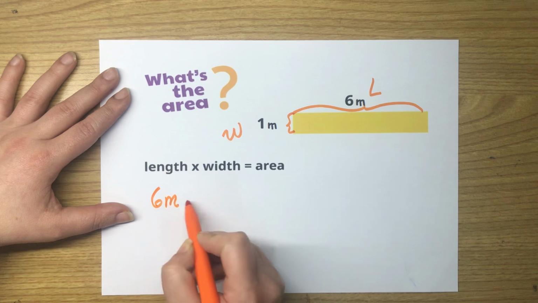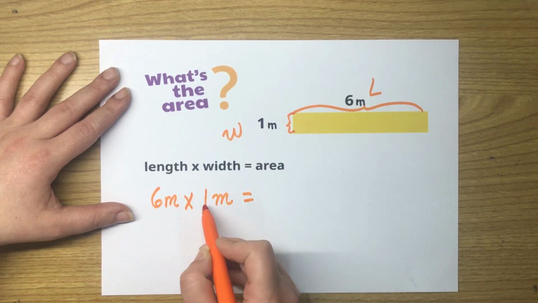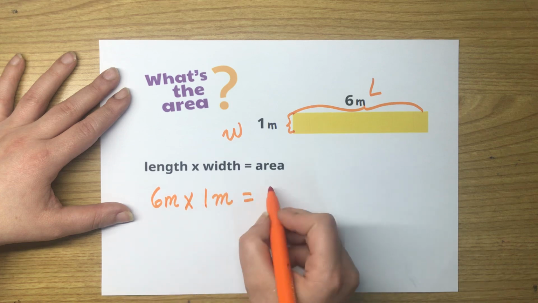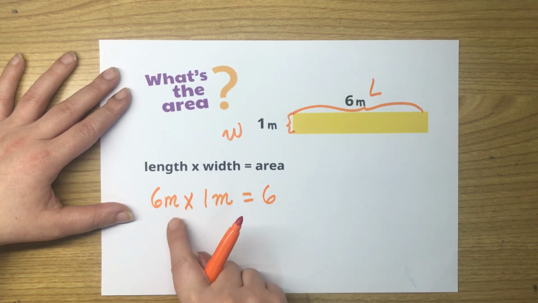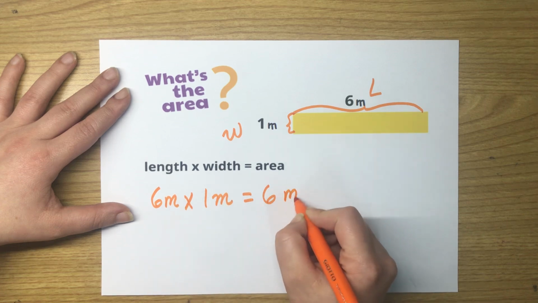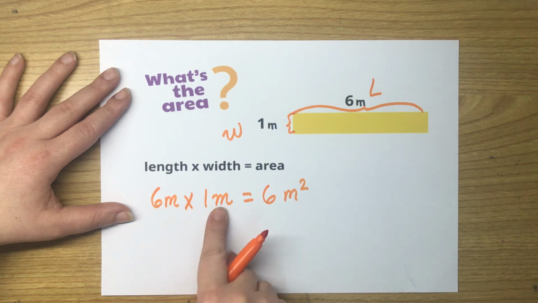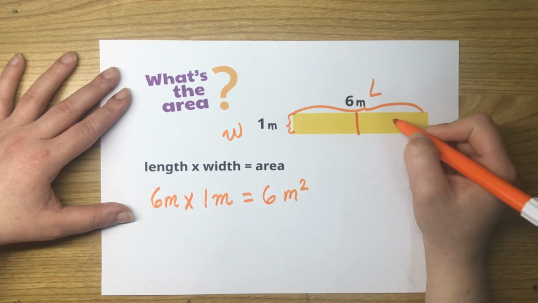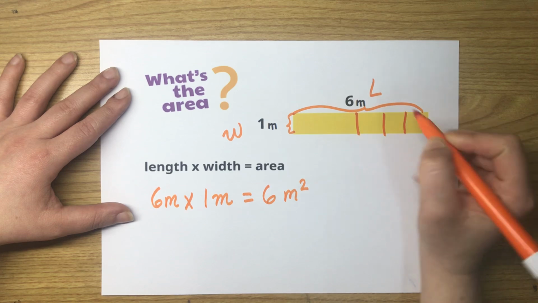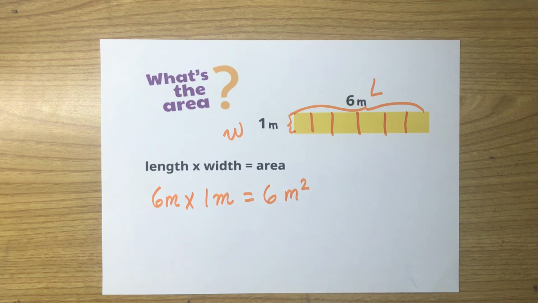6 meter times the width, 1 meter, then 6 times 1 equals 6, and you have to multiply the units in this case, and always the square units has a squared. So 6 meter times 1 meter equals 6 meter squared, because we are counting squares, and always the unit must be squared.